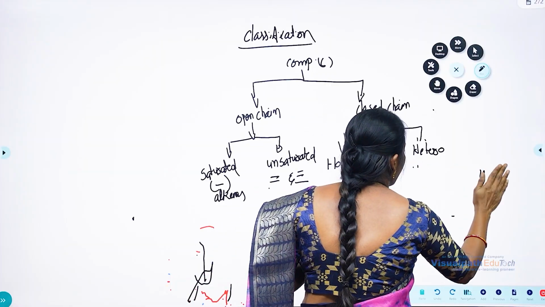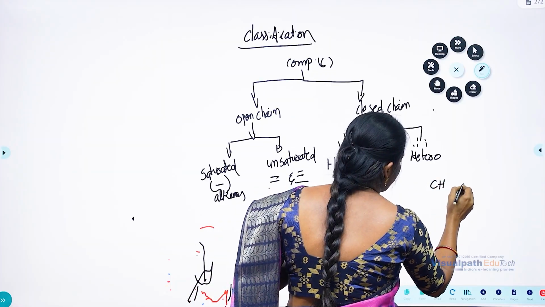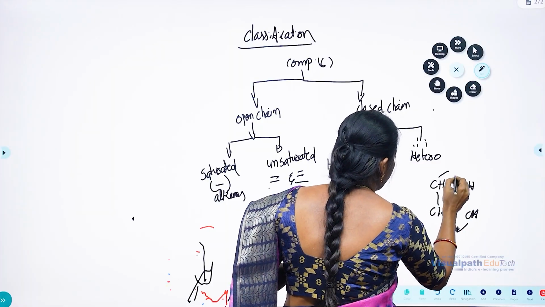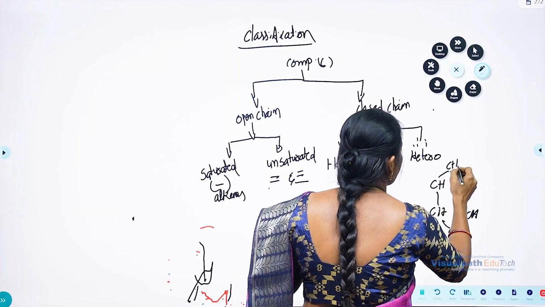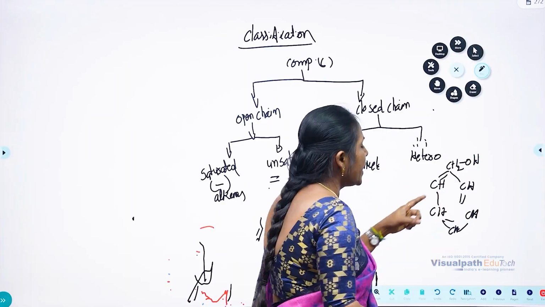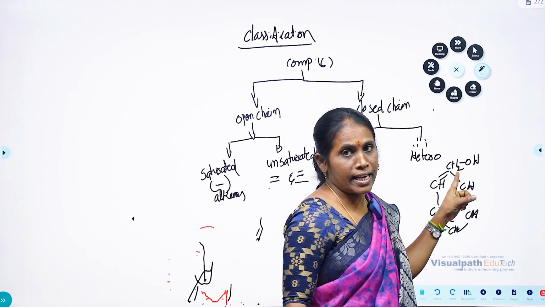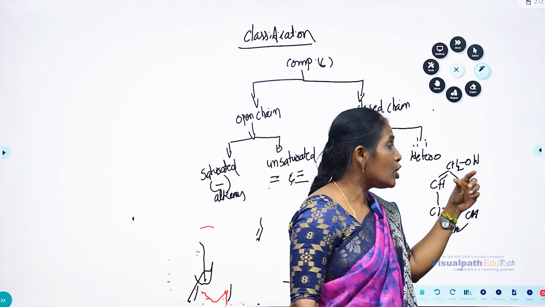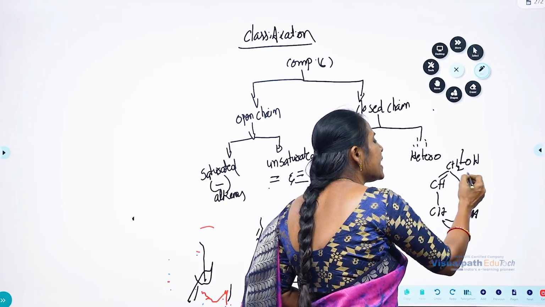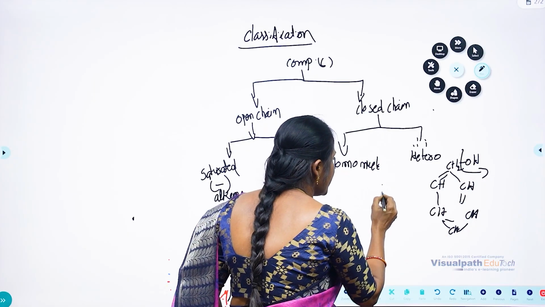Otherwise, if you see one example, here another element, oxygen, is there, but that oxygen is not inside the ring, it is outside the ring. So outside the ring it is not considered. So for example, here we take this one.